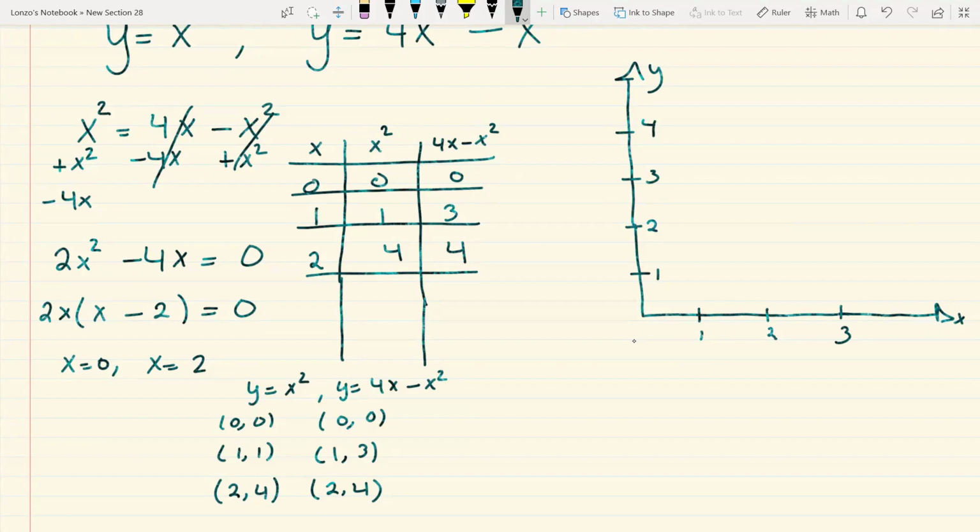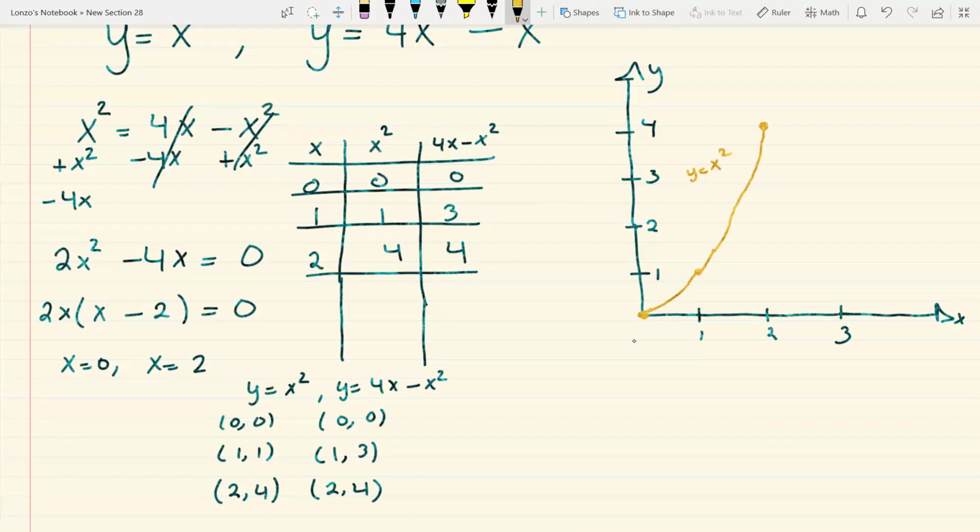Okay, so what are we going to do here? So which one do you want to graph? It doesn't matter. Let's use gold for y equals x squared. So it would be 0, 0 here, 1, comma 1 there, and 2, comma 4 there. Okay, connect the dots. So this is y equals x squared.